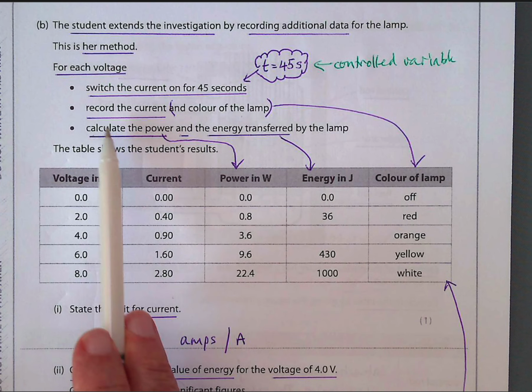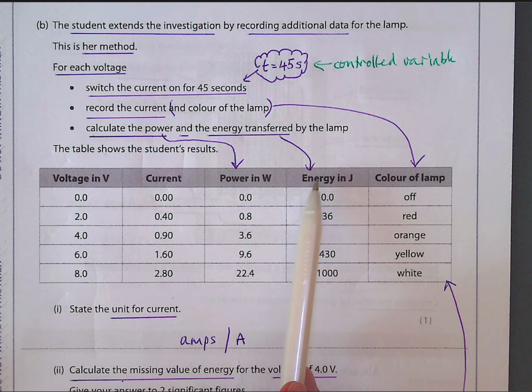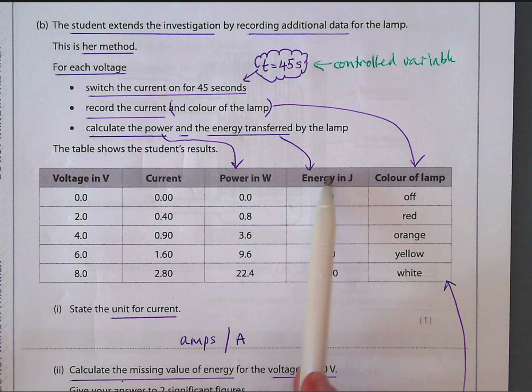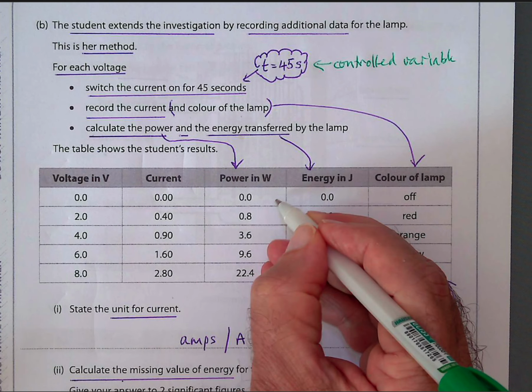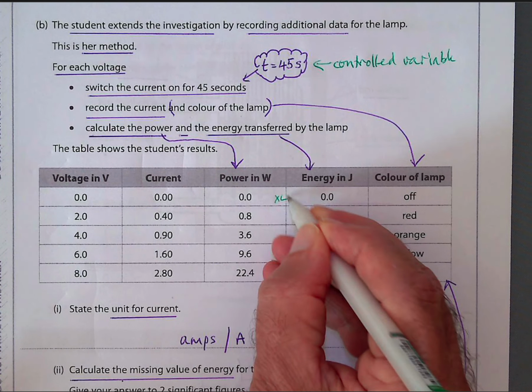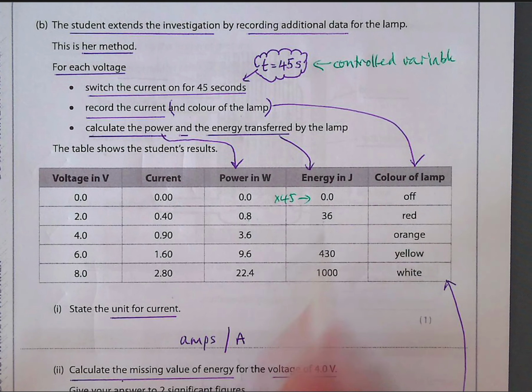Okay, so they've done that, and then they calculated power, which is voltage times current, and then they calculated energy, which is power times time, which would be this value times 45 seconds. So you'll notice this times 45 should give you that. Okay, there's a question on it in the next part.